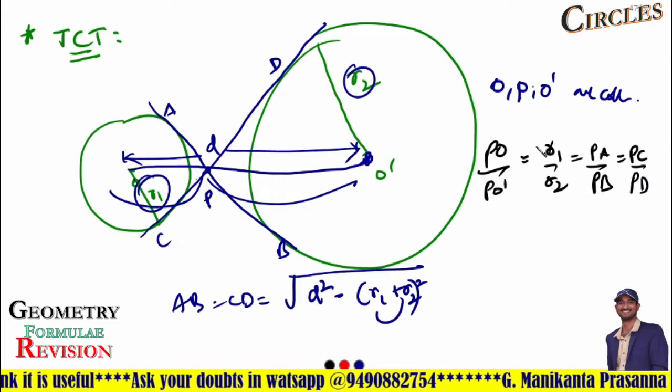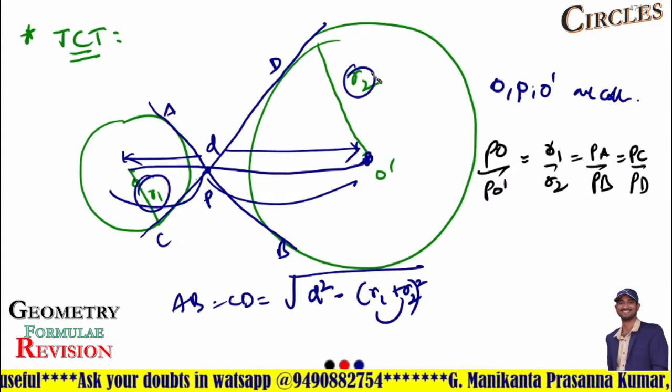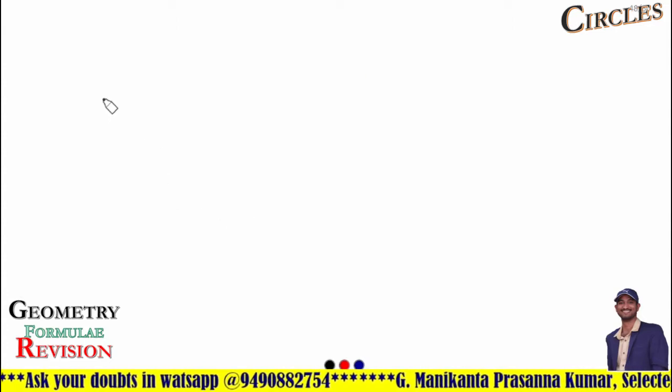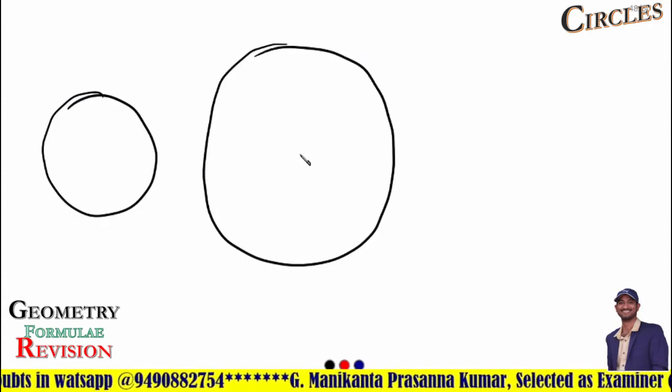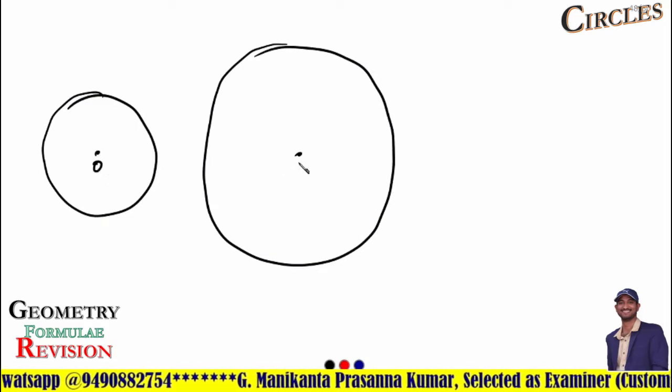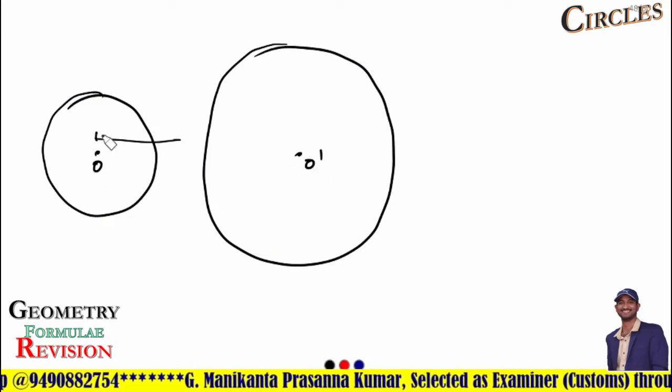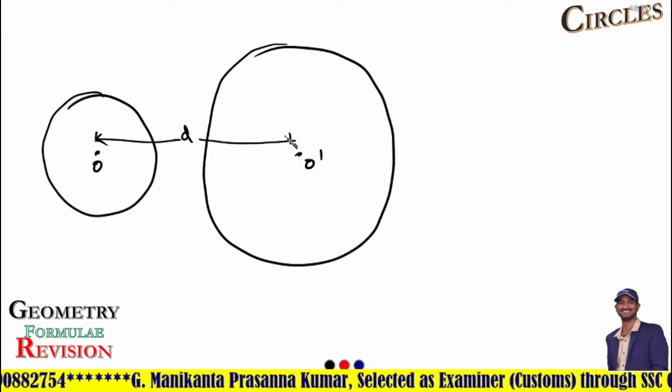Next, just as we have 4 formulas in direct common tangents, in the same manner we have 4 formulas in transverse common tangents also. With centers O and O dash, the distance between them is D.